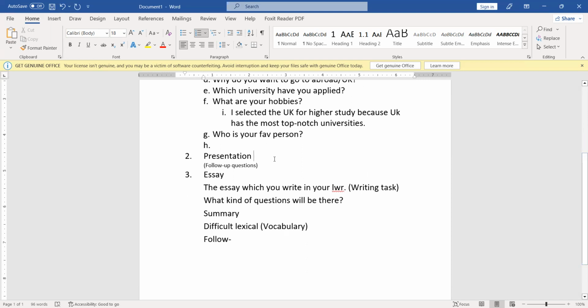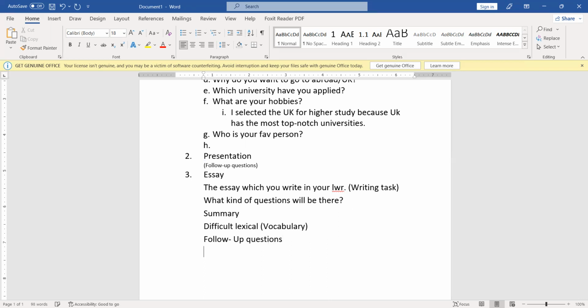Then we have a presentation, and in the presentation the examiner may ask about the view you presented. He or she may ask why do you support that, what do you think, what are the drawbacks of the thing, of the place, of the pet which you described. So these kinds of questions could be asked. And the third part would be the writing task which you have already done. There would be different kinds of questions. You may be asked about the summary of the essay which you have written in your LWR, or difficult lexical or tough vocabulary which you feel, or which examiners feel they have to ask. And there would be follow-up questions.